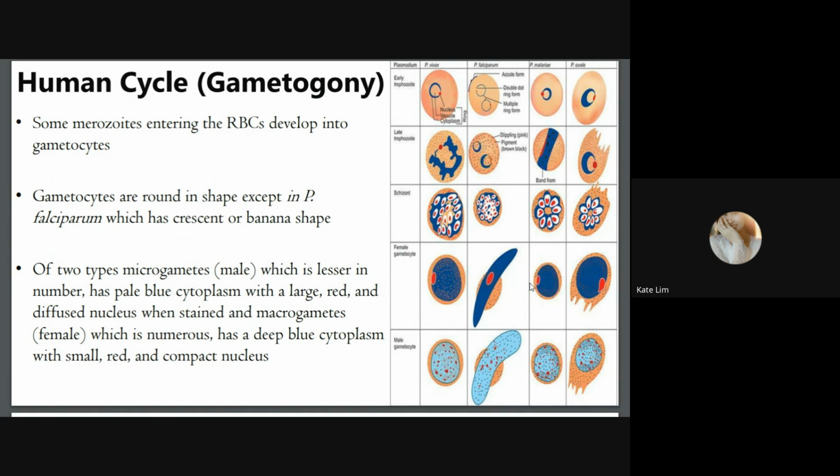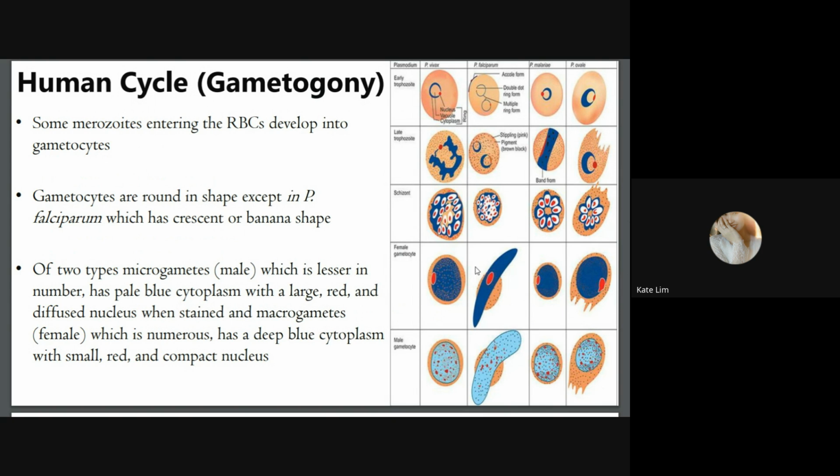Here we have red compact nucleus, and these are your female gametocytes or gametes. So please remember that gametocytes again are very important. They are the key to sexual reproduction in the mosquito. This is where the male and female gametes will fuse to form a zygote and continue the life cycle of the parasite. That is why they are very, very important.